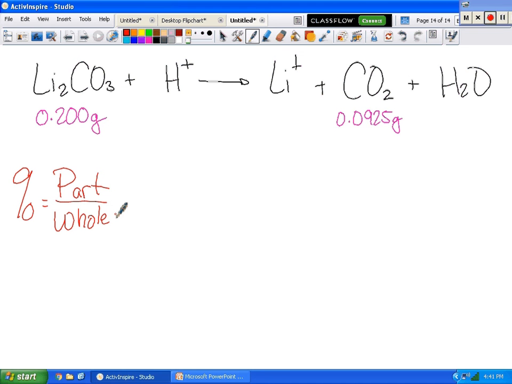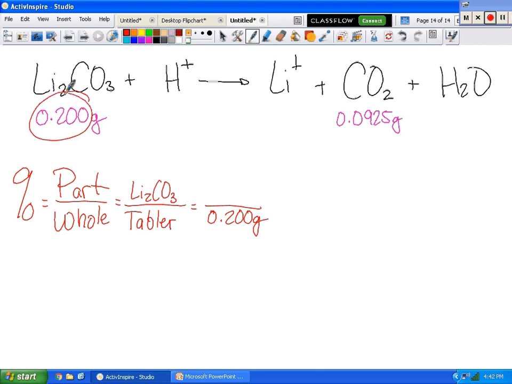So we're trying to find the tablet and we're trying to find the lithium carbonate. Now, we're specifically working with mass, right? So this 0.2 grams is the tablet, so that is 0.200 grams. This technically does not belong to lithium carbonate. It's only part of it. So your goal is to find the part that is lithium carbonate.